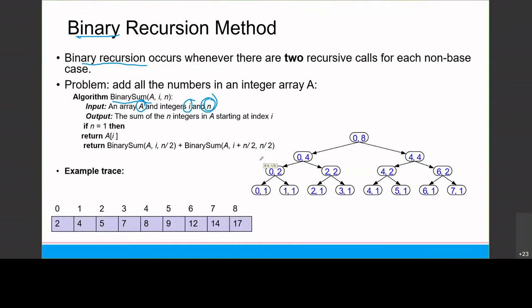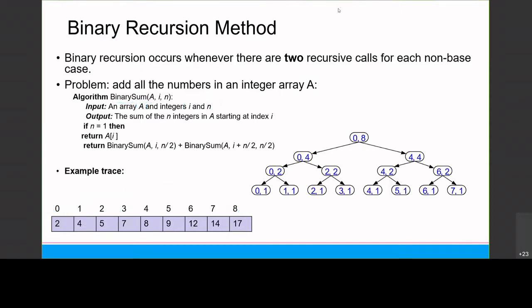So let's see this one. I have the index from 0 until 8. I want to do the summation. If I want to do the summation, you can do just from index 0 and then index 1 and then index 2 and then index 3 and so on until index 8. That's a very easy calculation.